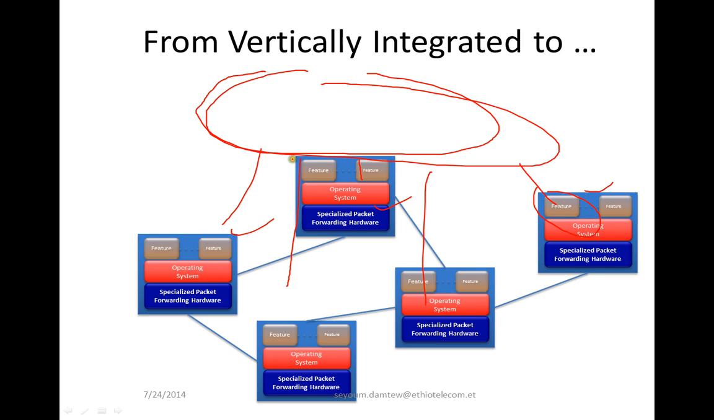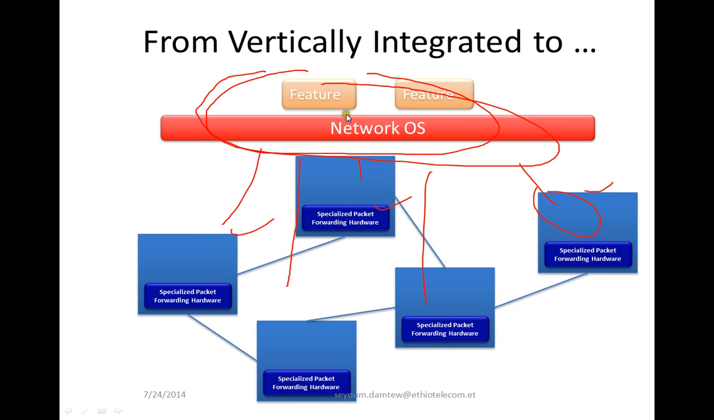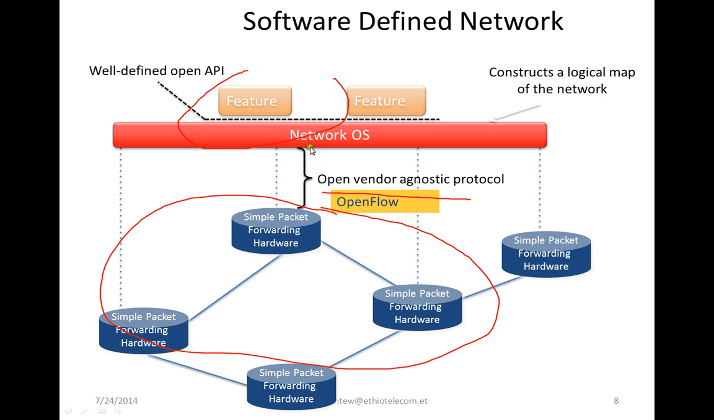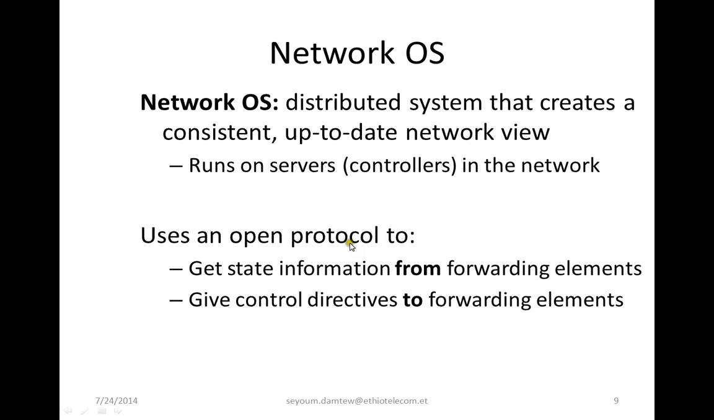As you can see with SDN, we may have one device or controller which can control every packet forwarding unit from one centralized location, rather than having distributed operating systems and distributed features at each device. So an open vendor protocol may be used. OpenFlow is one of the protocols used to communicate between this controller and the forwarding hardware units. Network operating systems are installed in the controller in this case, not in every device.